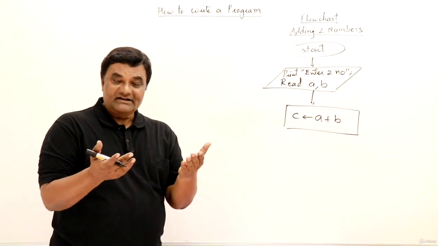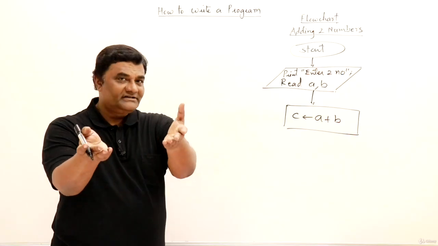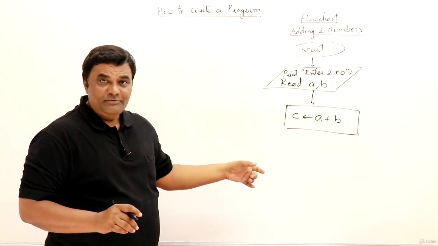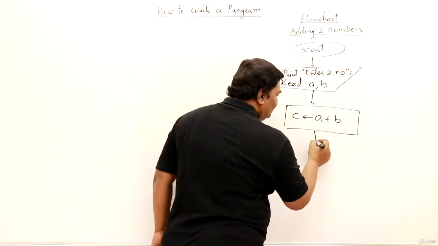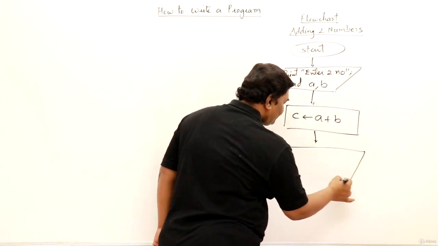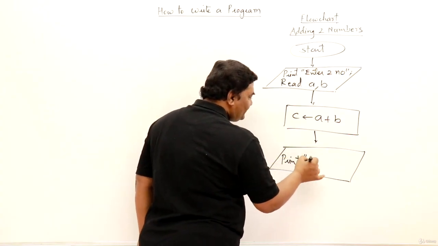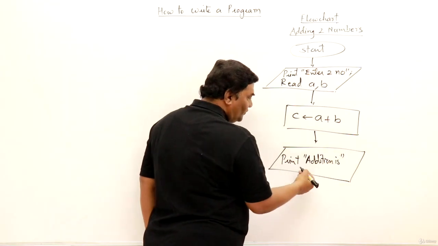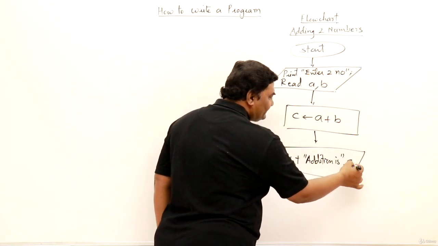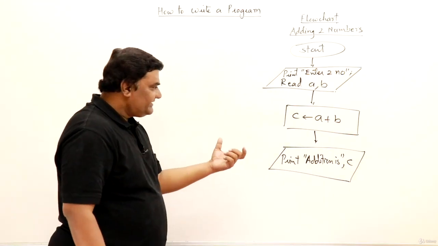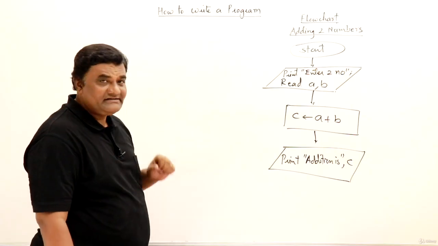Then now I have the result ready. I should give a result to you. Say that sum of two numbers is so and so. So that is output. So for output, again a parallelogram. So I will draw a parallelogram and give an output here. So here I will say print "addition is". This is in quotes because it's a message, then comma C. So it will be saying addition is, then the result, whatever the result is, that is there in C.